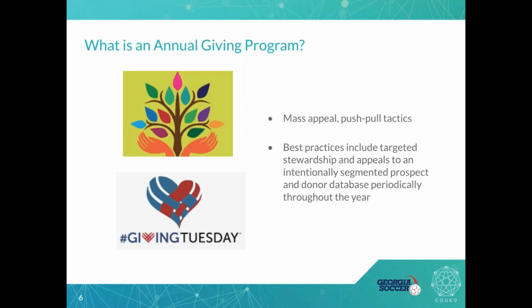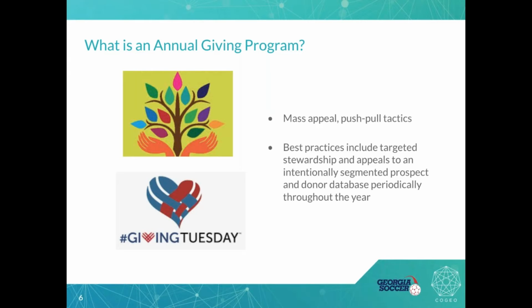The next slide, what is an annual giving program? Today, in 2021, most of it is happening online. And we're seeing several things occurring. But really 2 key areas are, at a minimum, mass appeals with push-pull, email, or social media, and then making sure that you've got best practices, which include targeted stewardship to an intentionally segmented prospect and donor database periodically throughout the year.